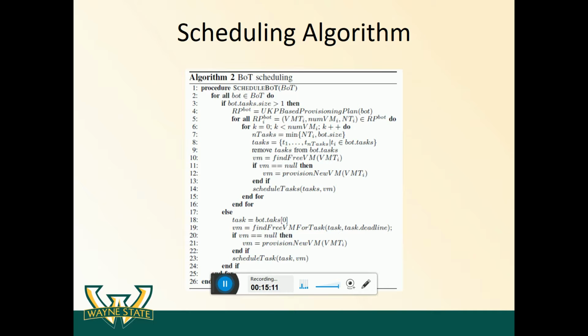In line 11, if a VM is not available, then we provision a new VM. Line 11 allocates the task on a VM. As you can see, line 8 is executed when there is one task in the BOT, while in line 19 a single free VM for that task is allocated, while line 20 suggests that if there is no VM, then line 21 would provision a new VM.